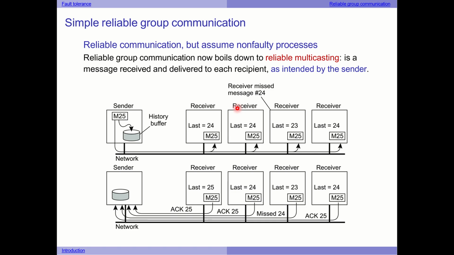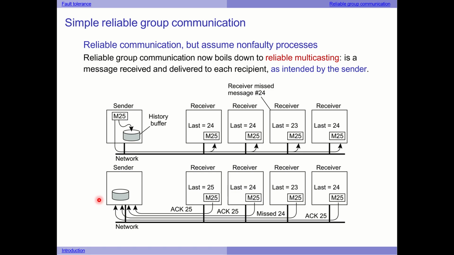Okay, so in a simple reliable group communication, this is the solution. If we assume non-faulty processes, reliable communication now boils down to reliable multicasting, where a message is received and delivered to each recipient as intended by the sender. In this diagram, there are two parts: this one is part A and this one is part B.